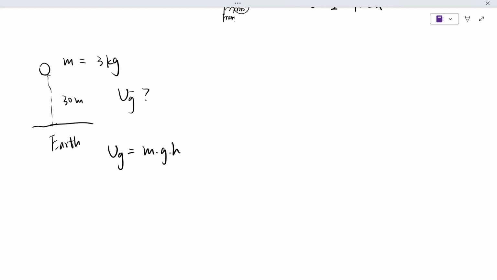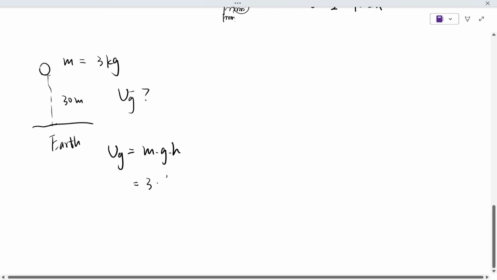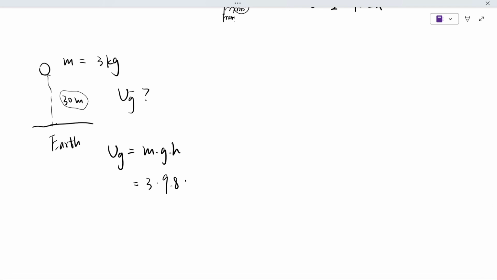So let's plug in a number. The mass of the object is 3 times what is the gravitational constant on the Earth? It is 9.8, right? So let's write 9.8 times the h above the ground level. It is 30, right? So times 30, which we can get 29.4 times 30, which I think is 882 joules. Oh, by the way, the unit for both gravitational potential energy and spring potential energy are both joules.